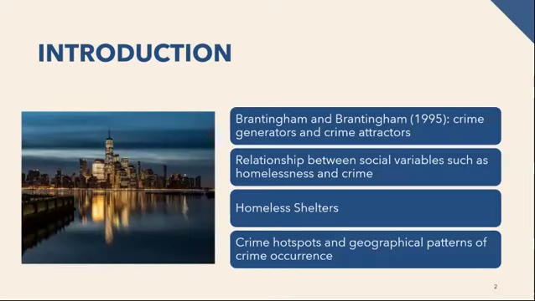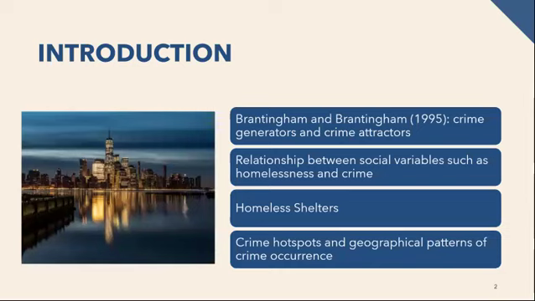So to really get a grip on urban crime, we need to look at how it interacts with things like social, environmental, and physical aspects of our cities. For example, back in 1995, researchers Brantingham and Brantingham talked about how certain spots in cities, like crime generators or attractors, can actually encourage crime. This idea is super important for urban planning and keeping our streets safe, especially when you think about places like public parks that might become hotspots for crime.